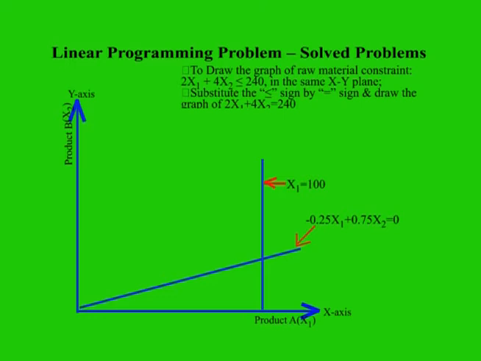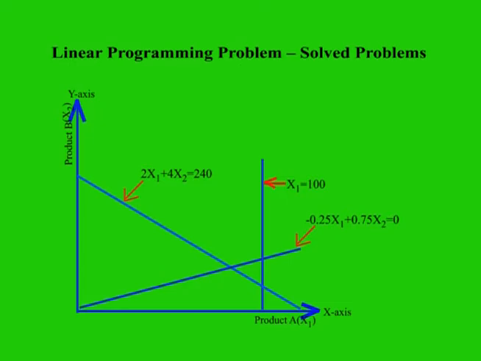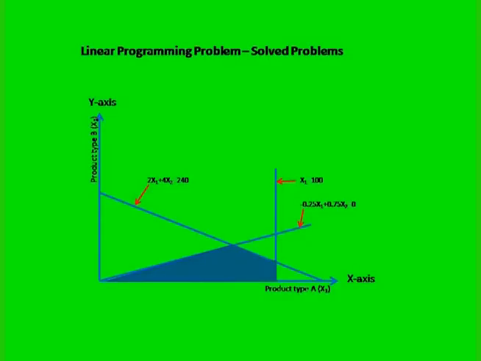Similarly, substitute 0 in place of x1 in the equation to determine x2 or y-intercept because x1 is 0 at all points on the y-axis. Then draw a straight line graph by joining the 2 points. So this graph might look like this. Finally, the valid side or the side feasible to all the 3 constraints is the region shaded with blue color.